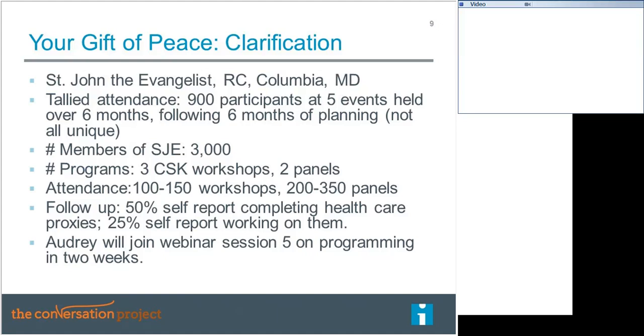It's also helpful to know that St. John the Evangelist Church has 3,000 members in its congregation, so they're already drawing from a very large pool of possible participants. Over the course of the 6 months, they held five programs. They held three Conversation Starter Kit workshops and hosted two panels. We'll hear more about those panels when Audrey joins us for a future call.